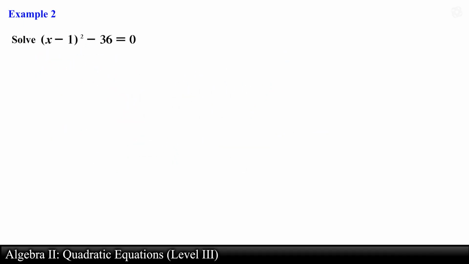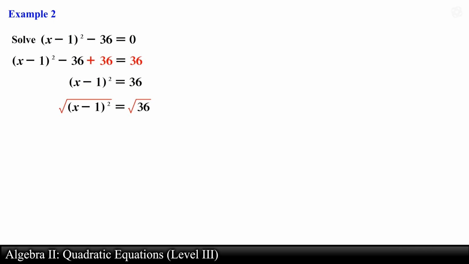Solve the equation the quantity x minus 1 squared minus 36 equals 0. First step in solving any polynomial is to write it in standard form. In this case, the equation is already in standard form. So we start by moving the constant to the other side by adding 36 to both sides of the equation, as follows. Doing that, we obtain the following.